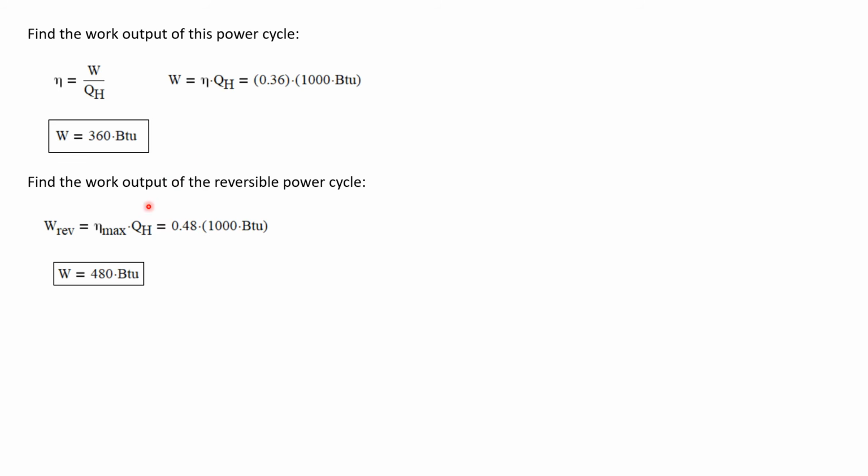Well, what is the work output of the reversible cycle? The work output of a reversible cycle is just the maximum theoretical efficiency times the heat input. We know the maximum theoretical efficiency based on the reservoir temperatures was 48%, and that 1,000 BTUs of energy was transferred into the power cycle. So the work output of a reversible power cycle is 480 BTUs.